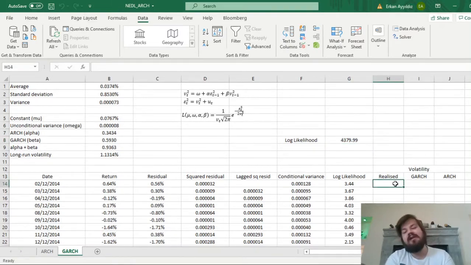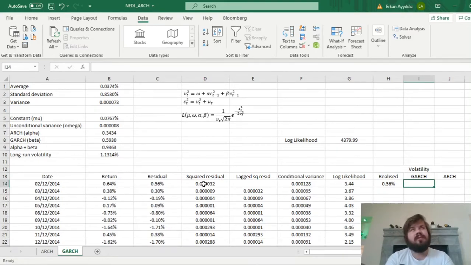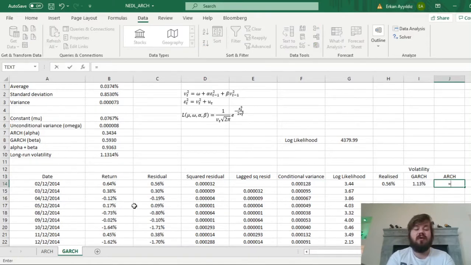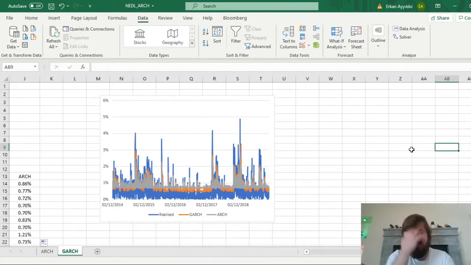So to calculate realized volatility, we need to calculate the square root of realized variance, so the square root of the squared residual. To calculate the GARCH conditional volatility, we need to calculate the square root of GARCH conditional variance. And for ARCH conditional variance, we can just refer to the cell from the previous sheet. And now we can drag the bottom right corner all the way down and look at the graphs we have obtained. So here we've got the realized volatility in blue, ARCH volatility in gray, and GARCH volatility in orange.